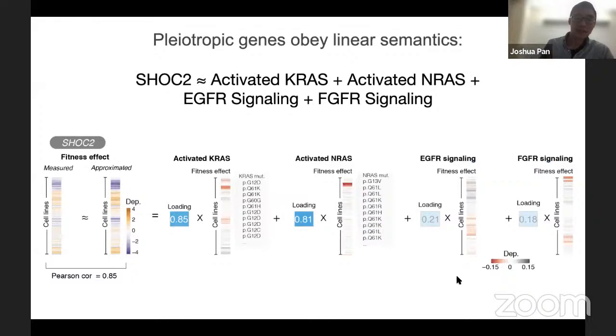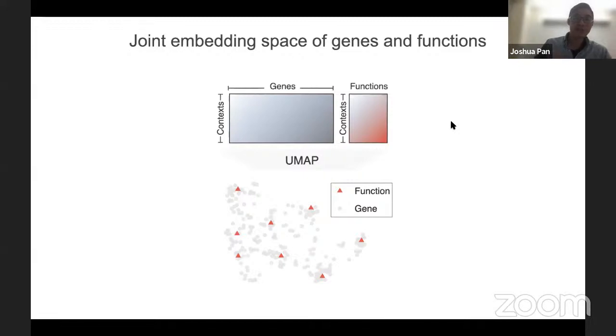And so once again, we can recover these interpretable linear semantics. SHOC2 is a signaling protein downstream of multiple upstream activators such as KRAS, NRAS, EGFR and FGFR. This is the measured fitness effect of knocking out SHOC2 across 675 cancers. And our model approximates that profile as a mixture of 4 latent variables stored in the dictionary, each of which captures the biological effect of one of those 4 pathways.